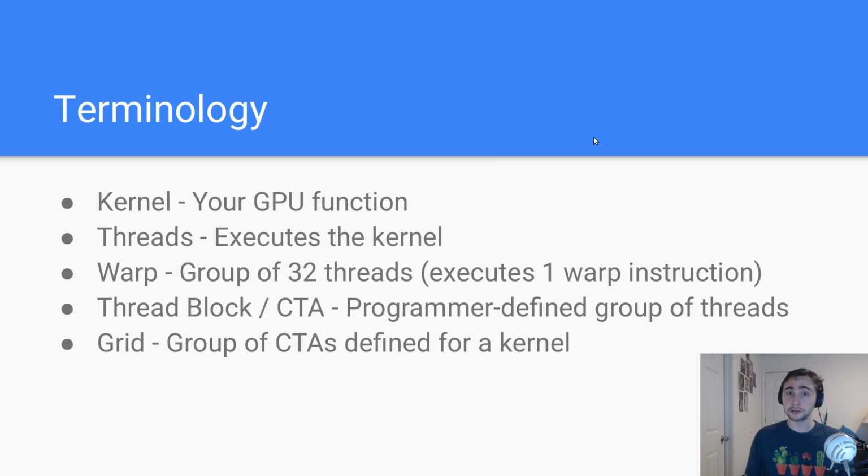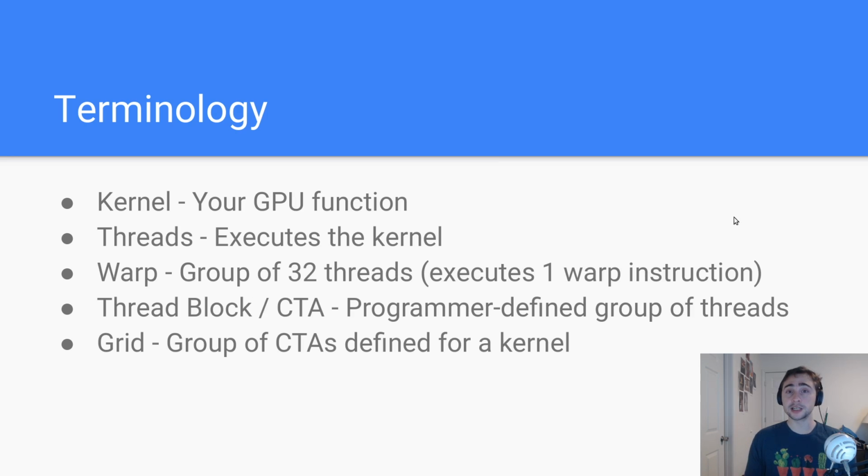So the first thing is a kernel. A kernel is just your GPU function. So we define a function that runs on the GPU, and we call it a kernel. The reason why we call it a kernel is because it typically represents some core, highly parallel part of some computation. So in this case, we're going to look at, say, vector addition. That will be our CUDA kernel. Then we have our threads. Our threads are just what executes the kernel. Then we have our warps.